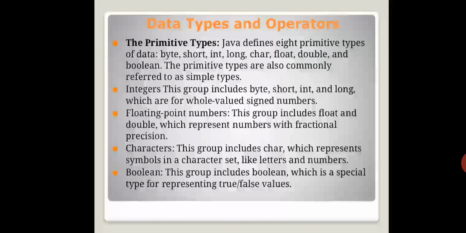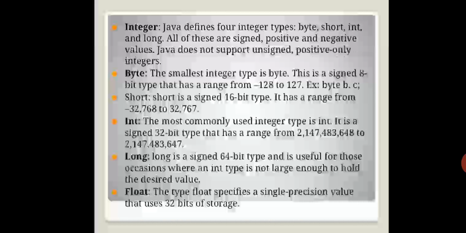The next thing is boolean. This group includes boolean, which is a special type for representing true or false values. So these are the logical values which can be used for your application development. If the answer should be either true or false, you can go for this particular data type. Based on your application development's requirement, you can make use of this particular keyword or data type.